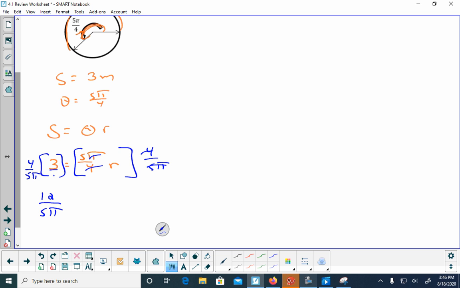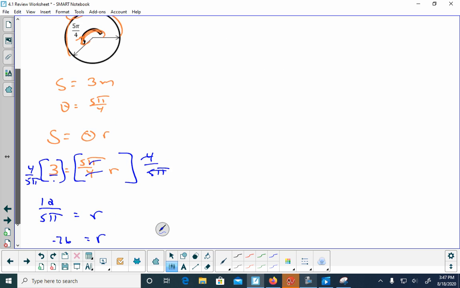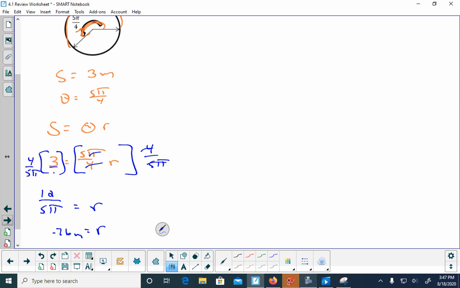But if I have a calculator and I want a little better understanding of what that means, I would do that on my calculator. When I do that, I get my radius to equal about 0.76. Going back to my units, the units for the arc length were meters. So this will be 0.76 meters, or I can leave it as 12 over 5 pi meters.